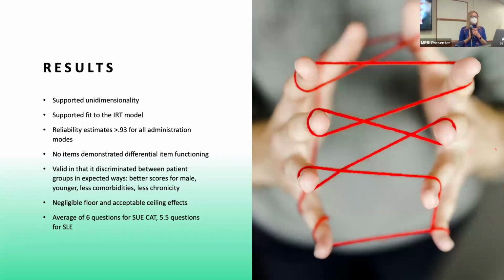So what did our results find? We found that it supported unidimensionality, which is basically that what we were trying to uncover, patient function, was reliable or able to be learned from that scale. It supported fit to the IRT, meaning that the questions, within a certain mathematical error, stayed along the curve we generated. The reliability estimates were greater than 0.93, which in general you wanted to be above 0.9. No items demonstrated differential item functioning.